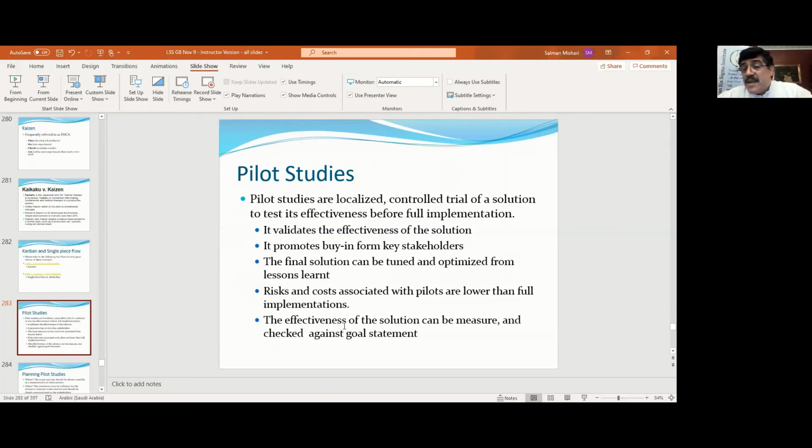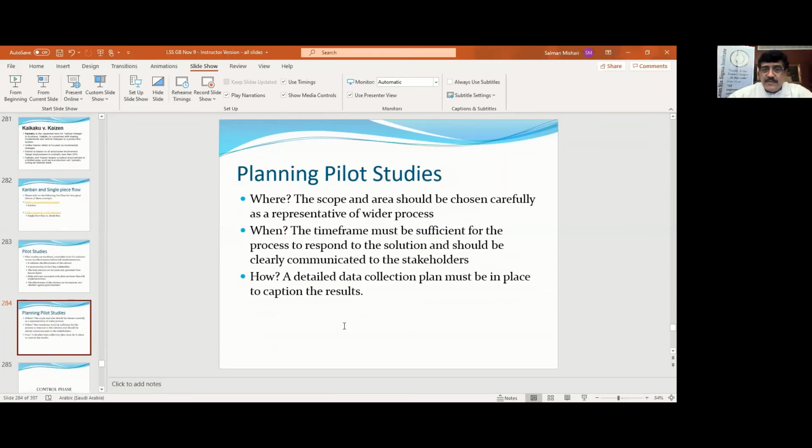So it validates the effectiveness of the solution, and promotes buy-in from key stakeholders. They say, look, it worked. So I say, okay, we agree, go on. The final solution can be tuned and optimized as lessons learned. You're learning from the pilot, so you can fix it before you do it for the whole company or the whole facility. The risk and cost associated with pilots are lower than full implementation, and the effectiveness of the solution can be measured and checked against goal statements. So this is how you plan a pilot study.